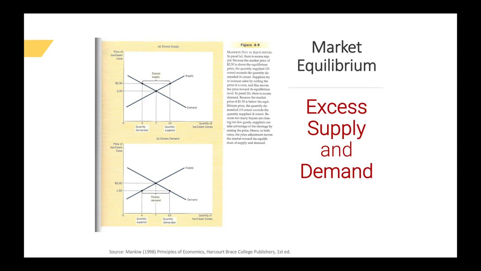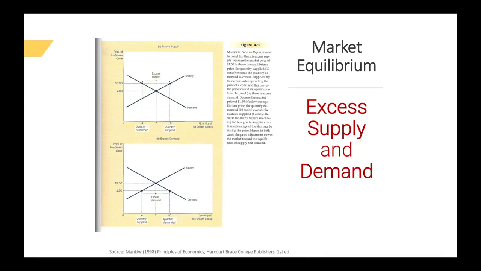Here we will show you what happens when markets are not in equilibrium. In panel A, there is excess supply. Because the market price of $2.50 is above the equilibrium price, the quantity supplied exceeds the quantity demanded. Suppliers try to increase sales by cutting the price, and this moves the price toward its equilibrium.